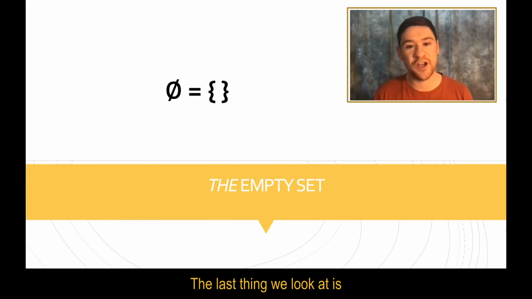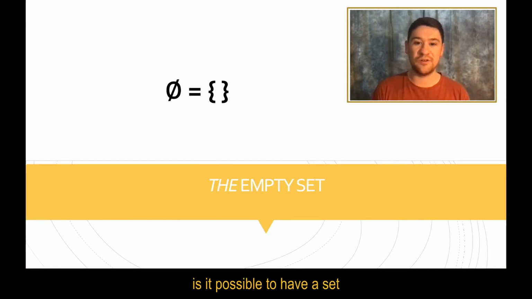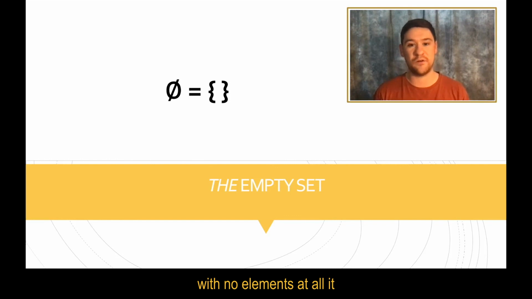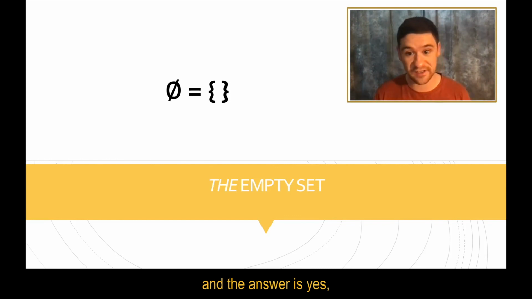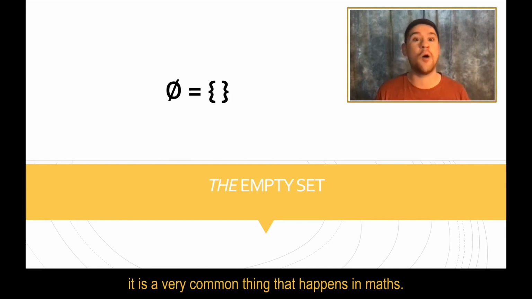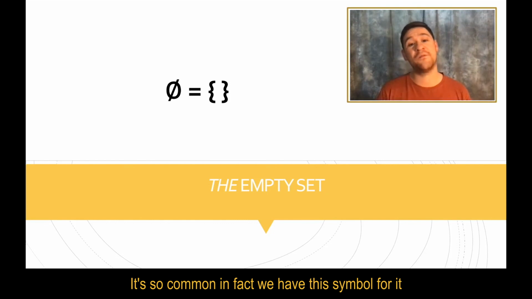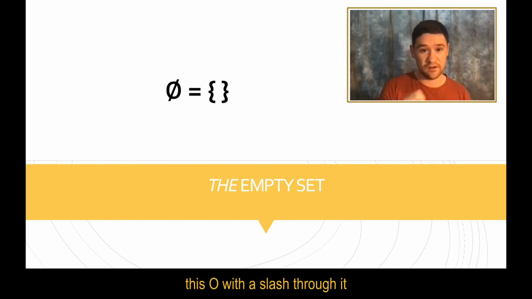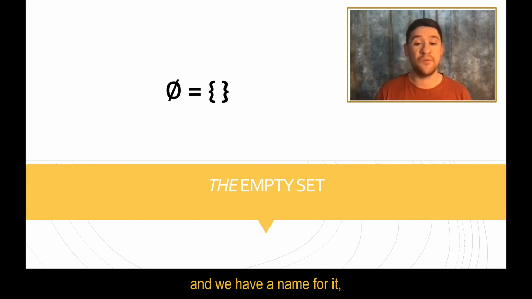The last thing we're going to look at is, is it possible to have a set with no elements at all in it? And the answer is yes. A set without any elements in it is a very common thing that happens in maths. It's so common, in fact, we have this symbol for it, this O with a slash through it, and we have a name for it. We call it the empty set.